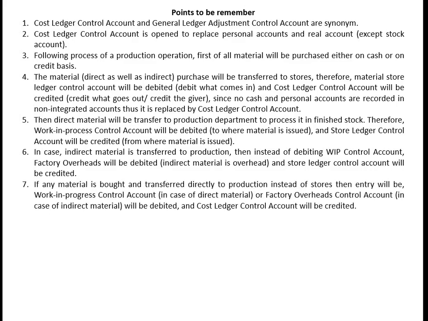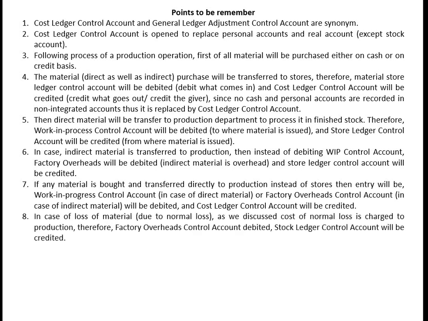If any material is bought and transferred directly to production instead of transferring to the store department, then the entry will be work in progress control account debit or factory overhead control account, as the case may be. I mean, in the case of direct material, it will be work in progress control account, and if it is indirect material specially purchased for some special job, then factory overhead control account will be debited. Then cost ledger control account will be credited.